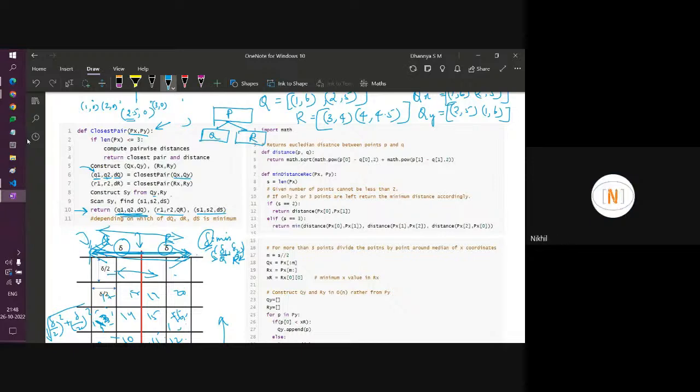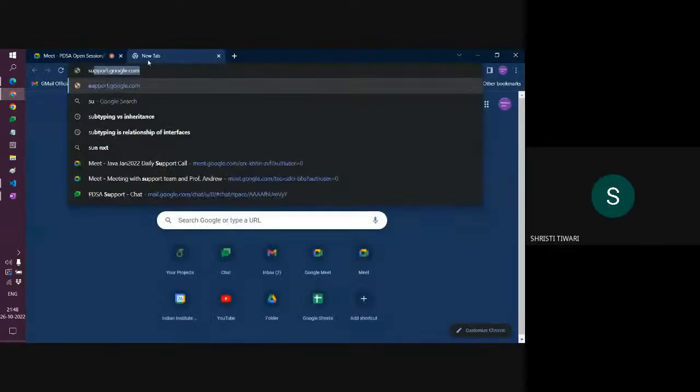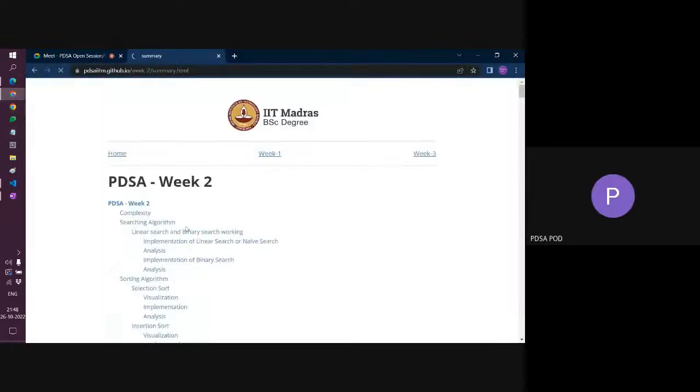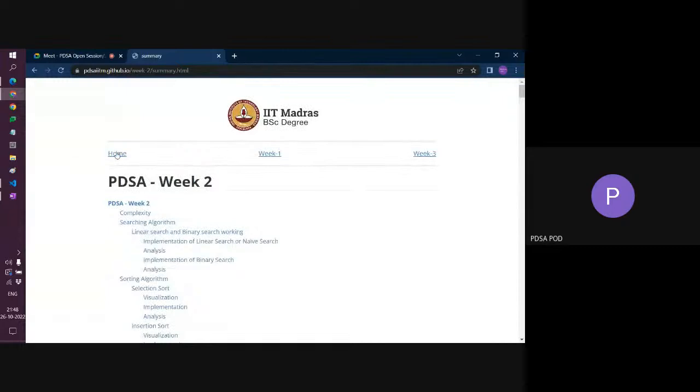Yes. The first return statement is this: return closest pair and distance. Q is the left side, R is the right side point. So inside the QX and QY. One second. Okay, I'm just checking.